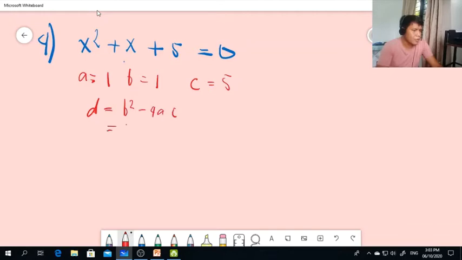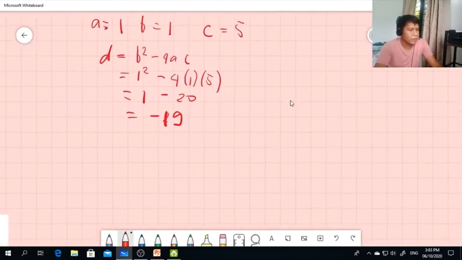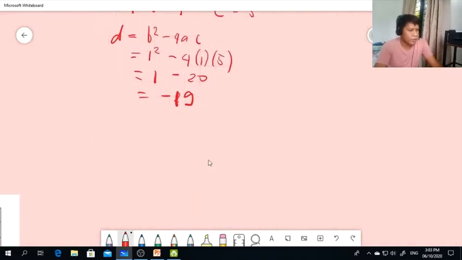Again, substituting the values, you have 1 squared minus 4 times 1 times 5. And of course, you have 1 minus 20, and it's negative 19. Okay, the value is negative 19 because 1 minus 20 is negative 19. And in this particular example, your discriminant is less than 0.